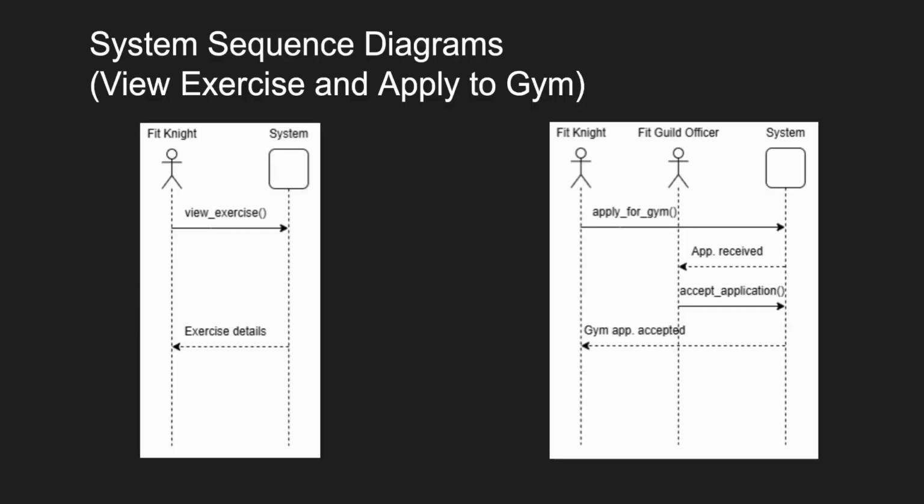Here are our system sequence diagrams for the view exercise and apply to gym. So for viewing an exercise, a Fit Knight just simply clicks to view an exercise, and then the system will return those details to the Fit Knight. For applying to a gym, a Fit Knight is going to apply to the gym. The system is going to receive that application and let the Fit Guild officer know that an application was received. The Fit Guild officer will accept that application, and then the system will inform the Fit Knight that, hey, you've been accepted to that Fit Guild officer's gym.